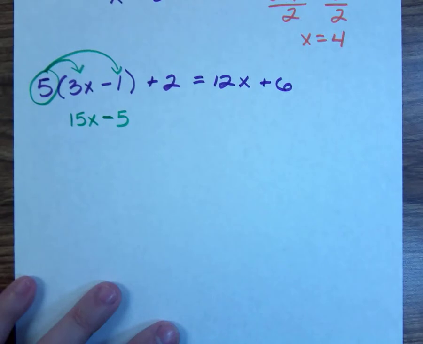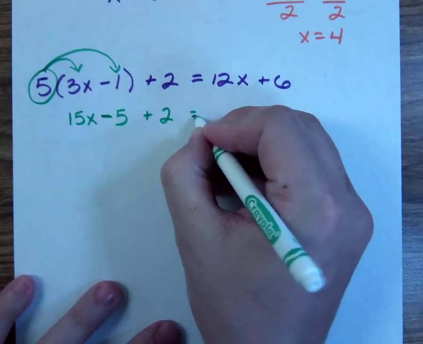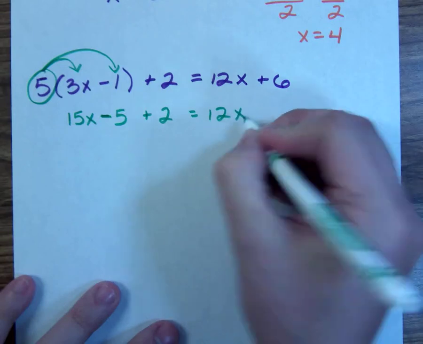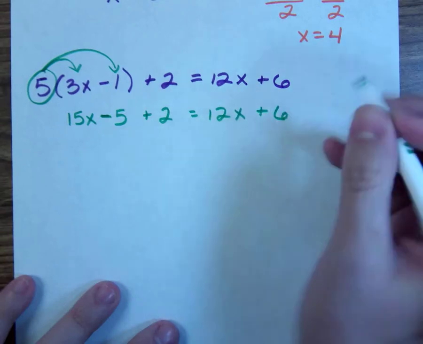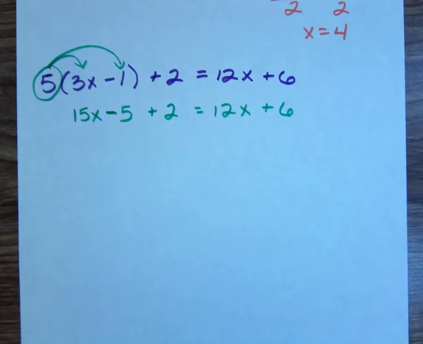I'm going to leave the rest of the problem the same for now. So I'm just going to do plus 2 equals 12x plus 6. That already kind of makes the problem look a little nicer, not having the parentheses. Now, before I get into my ultimate goal of moving the x's on one side and the numbers on the other, do you see anything on the left or right side of the equal sign that can be combined after that step?